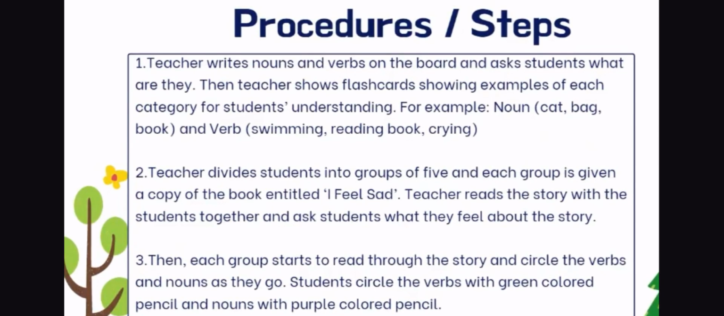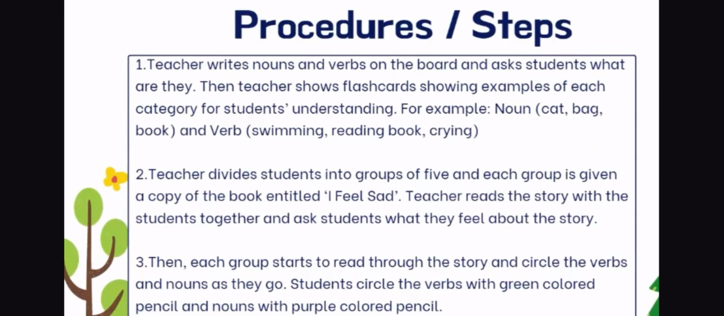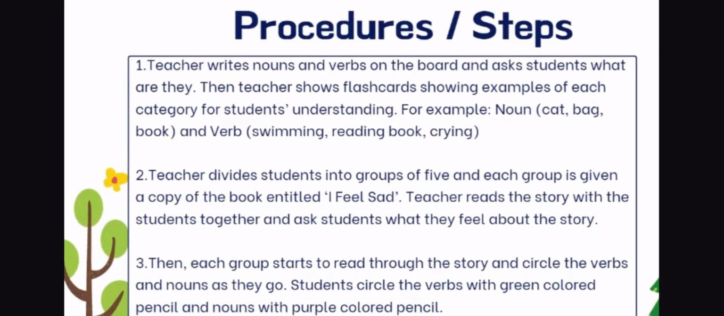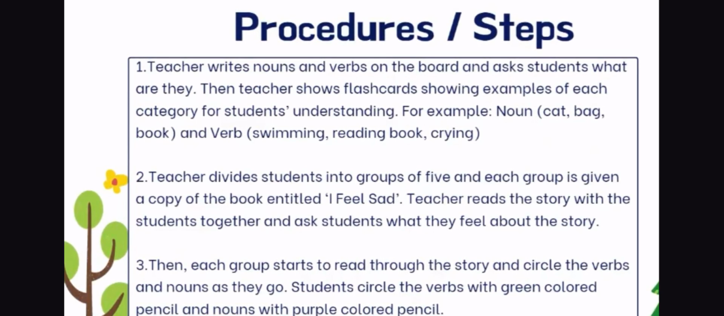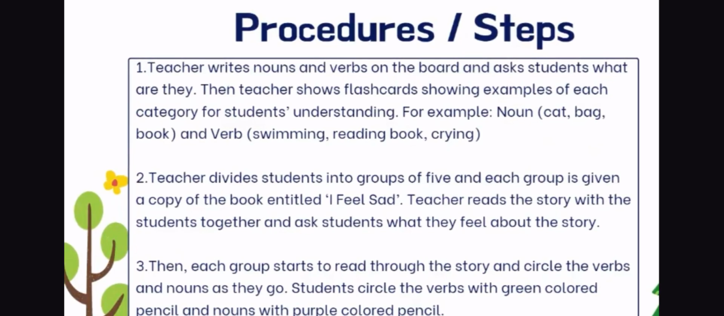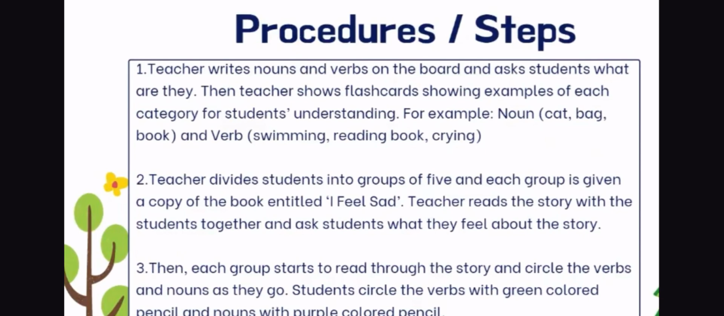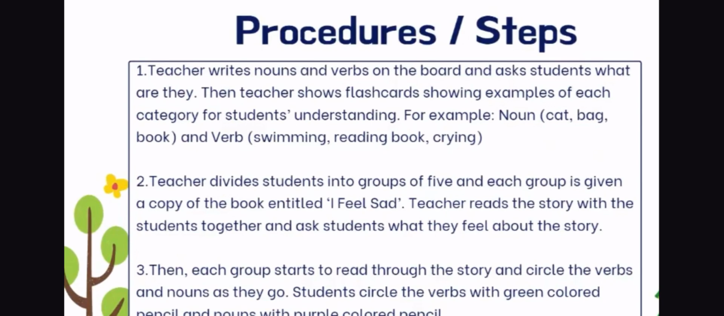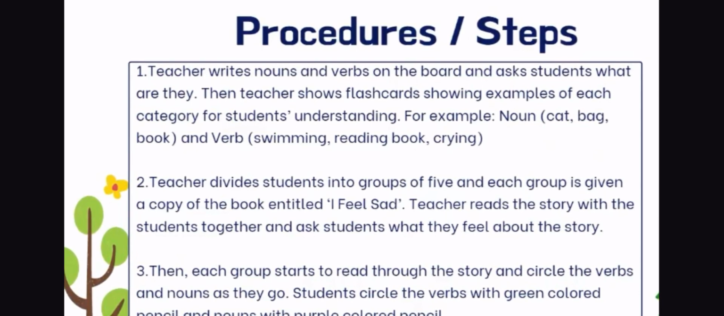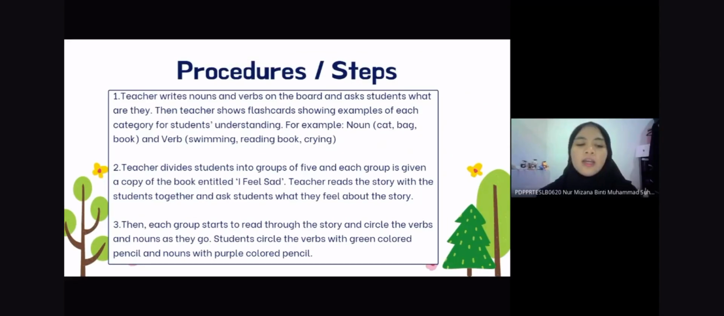And then we proceed to show images on flashcards. For example, for nouns, the teacher will show flashcards of cat, bag and book, and for verbs we show swimming, reading book and crying. During this step, students will understand the differences and also the meaning of nouns and verbs and what the examples of these two are. This is really important as it helps students to do the next step of this activity. So this is how I'll begin my class.